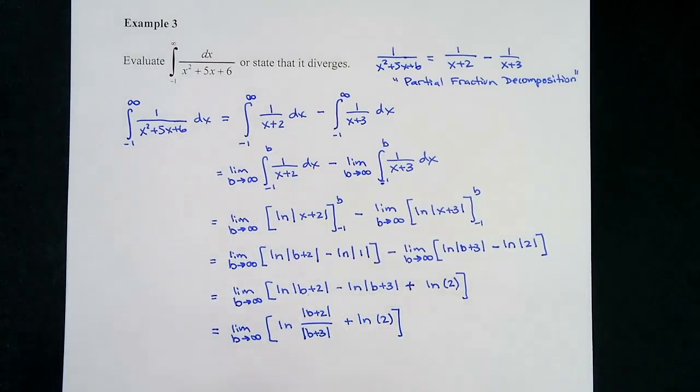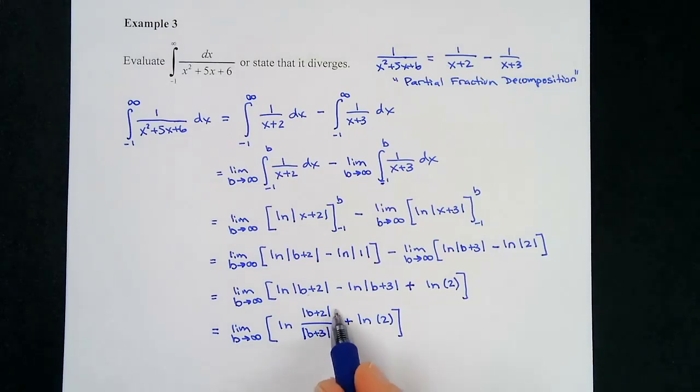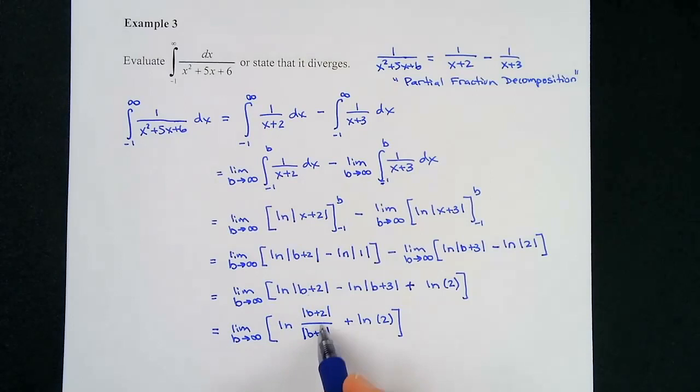So what does that mean? Okay, so as b goes to infinity, this plus 2 and this plus 3 is really insignificant for really big values of b. So really, this numerator and this denominator, they're only one away from each other, right? So they're really close to being the same thing, especially when b is really, really big.